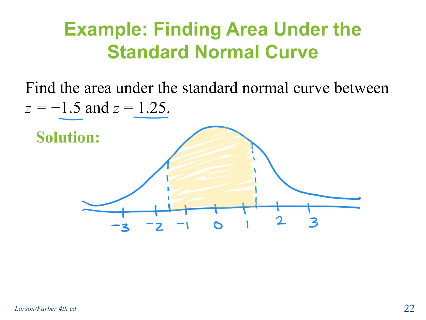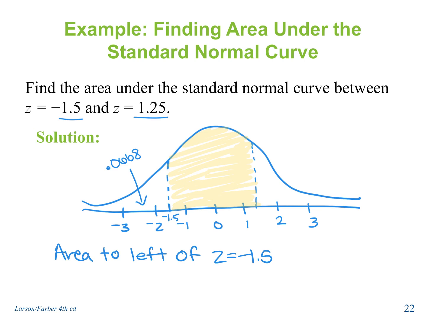So when I am looking up a z-score of negative 1.5, it's going to tell me the area to the left of that z-score. So if I look up negative 1.5 in the table, so the area to the left of z equaling negative 1.5, when I look that up in my table, I get 0.0668.